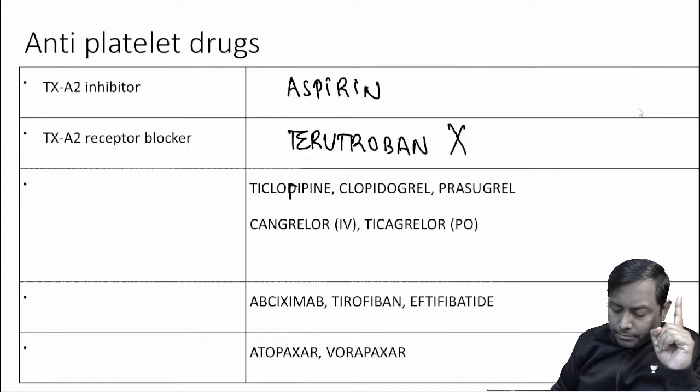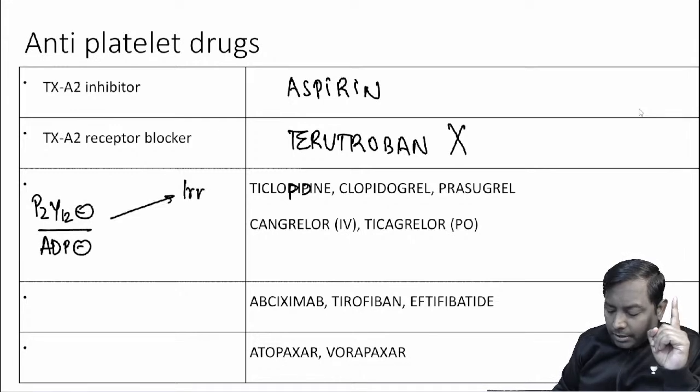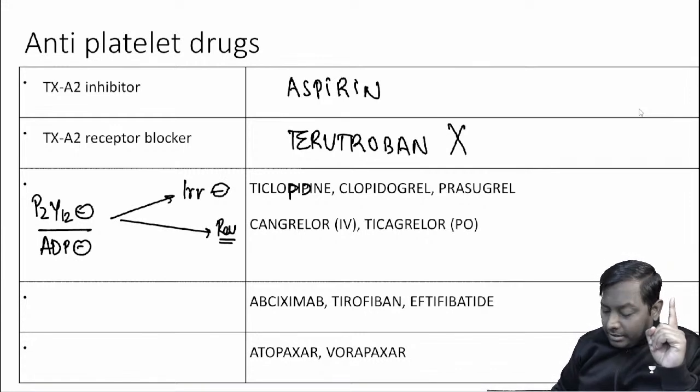Ticlopidine, clopidogrel, prasugrel, they are the P2Y12 inhibitors. They are also the receptor for ADP. Do remember that these are the irreversible inhibitors and these are the reversible inhibitors. What you need to remember is that cangrelor is given by cannula, so it is the IV one. Ticagrelor: chicken tikka, paneer tikka, you eat it orally, so it is the oral one.